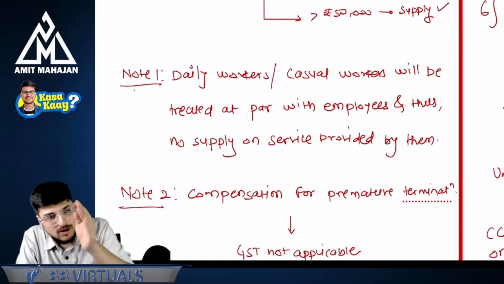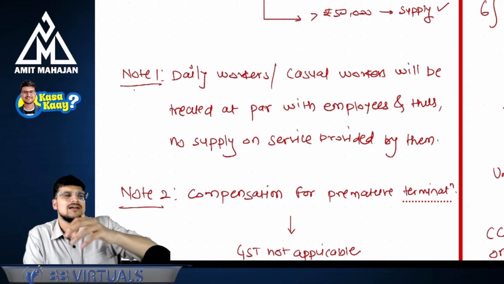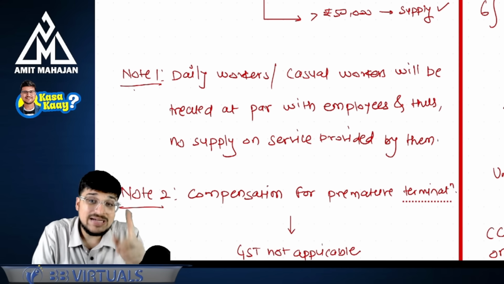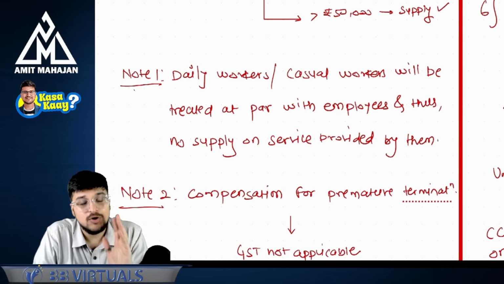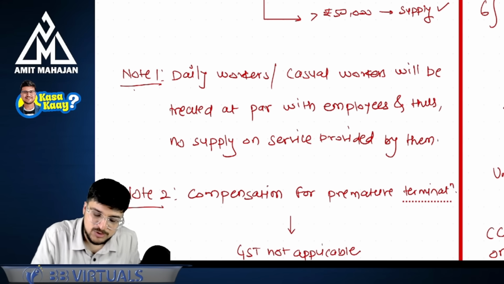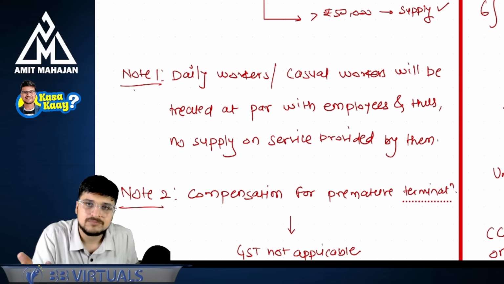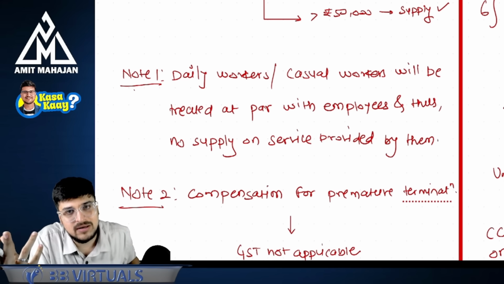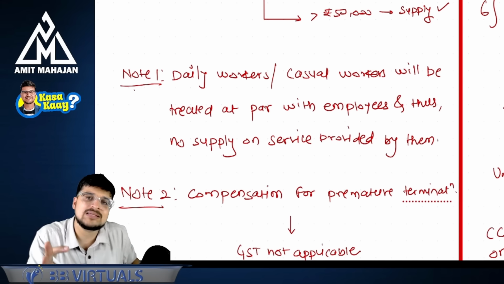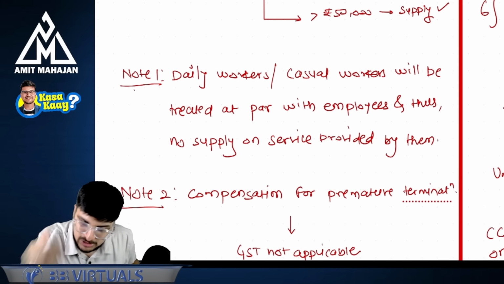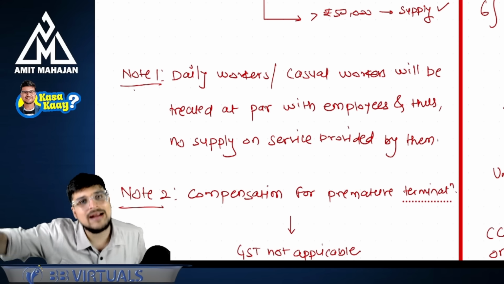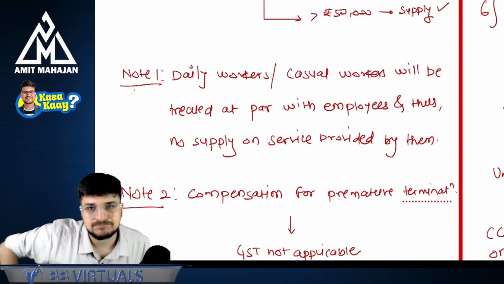Second point, in that there is one more point. You can see some daily workers, casual workers. You will treat them as employees only, at par with employees. Why? Because of course, daily workers and casual workers do not have any employment agreement. So if they don't have any employment agreement, will you not treat them as employees? No, you will treat them as employees for GST purpose, which means whatever services are given by them, it will be considered as under employment and there will not be any GST.